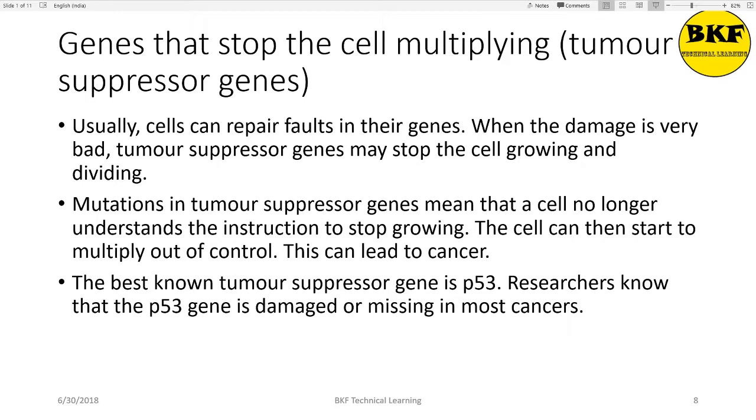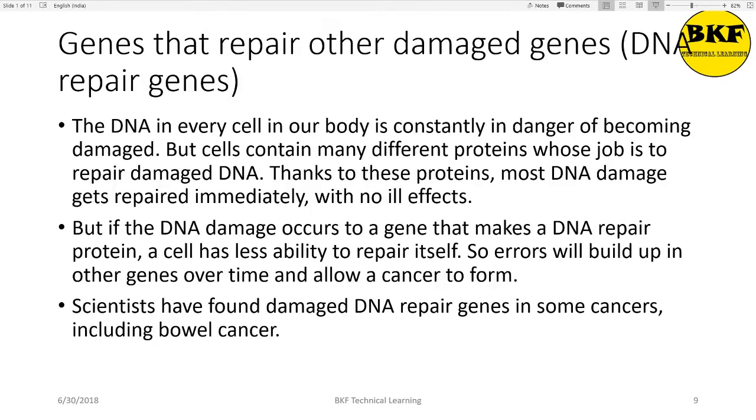Usually cells can repair faults in their genes. When the damage is very bad, tumor suppressor genes may stop the cell growing and dividing. Mutations in tumor suppressor genes mean that a cell no longer understands the instruction to stop growing. The cell can then start to multiply out of control. This can lead to cancer. The best known tumor suppressor gene is p53. Researchers know that the p53 is damaged or missing in most cancers.